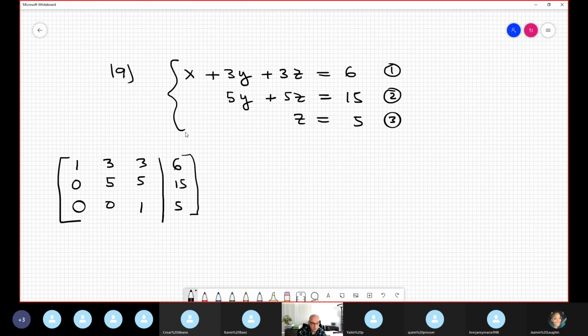It's almost echelon. Not exactly echelon because echelon has 1 here, 1 here, and 0 in the rest. But okay, it's not exactly reduced echelon, but it's echelon. Entonces now, well, don't worry about this. The problem is back substitution. I know directly que es z equals 5.